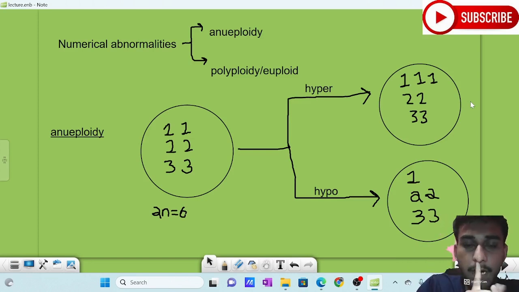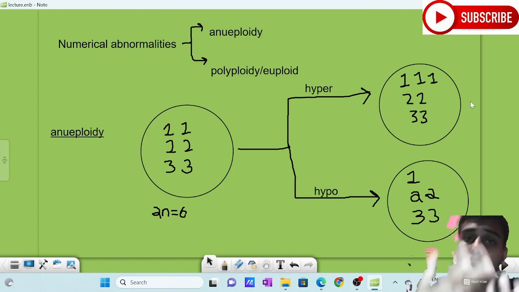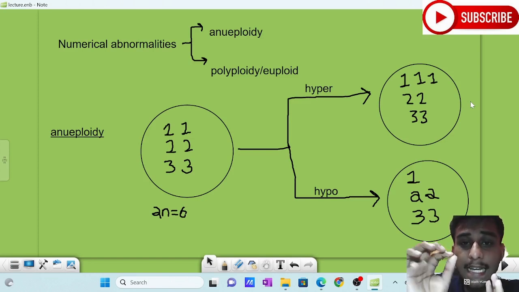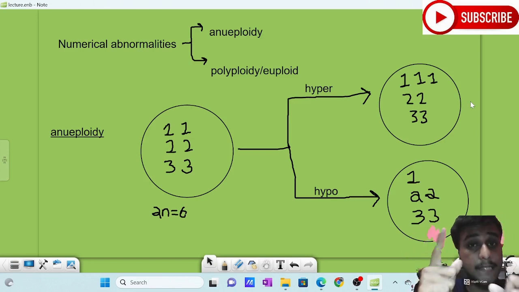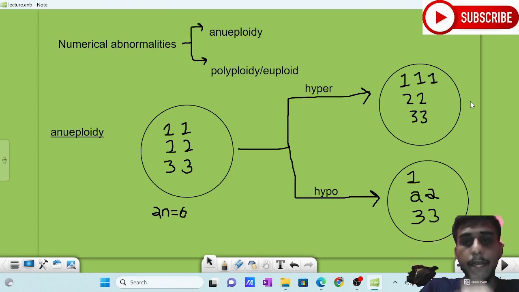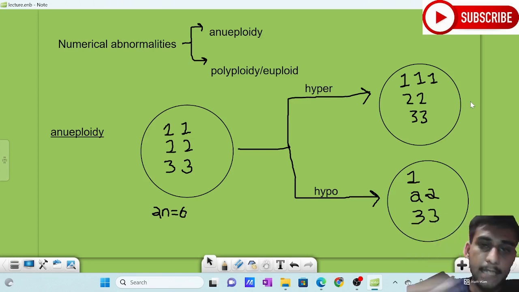I first said what is aneuploidy. Aneuploidy is the change in the number of chromosome by the deletion or addition of a chromosome which is less than that of a complete set, not a complete set. If it is a complete set, then it is the definition for polyploidy. We will discuss how an entire set is removed.